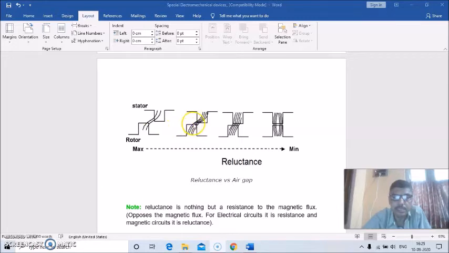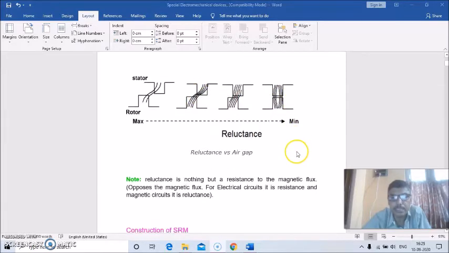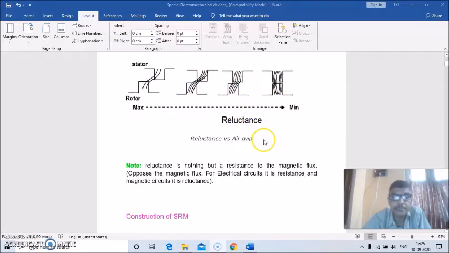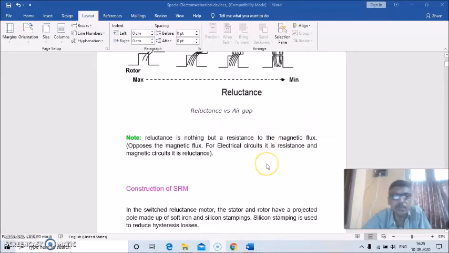See, as the rotor tilts, this is the minimum. Okay, so this is the reluctance part, and reluctance versus air gap will be like this. Reluctance is nothing but resistance to the magnetic flux; it opposes the magnetic flux. For an electrical circuit it is resistance, and for a magnetic circuit it is reluctance, as we have studied so far.